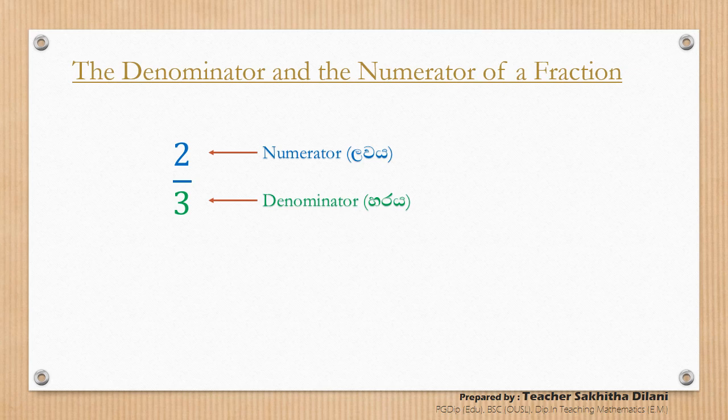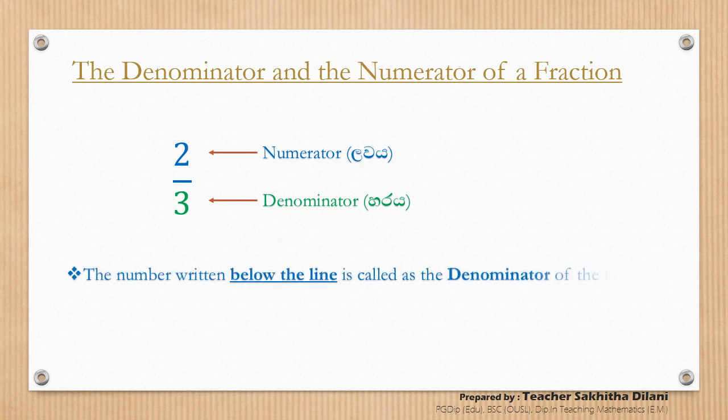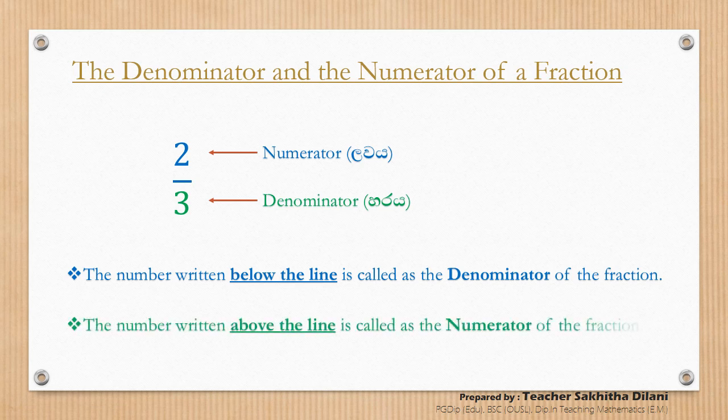Let's see what the numerator is and what the denominator is. The number written below the line is called the denominator of the fraction. The number written above the line is called the numerator of the fraction.